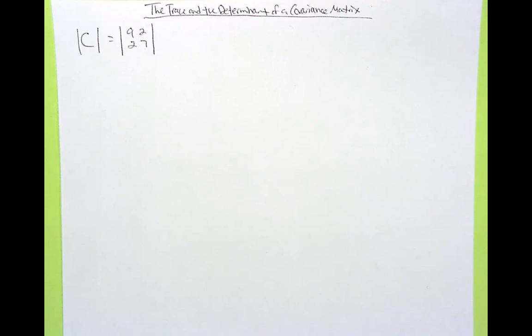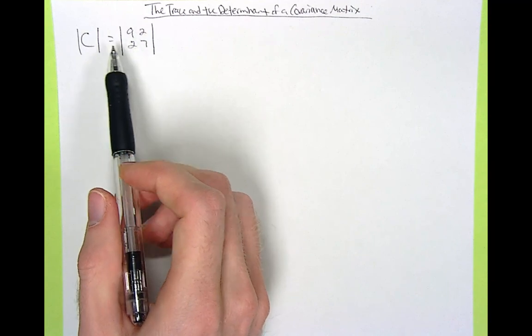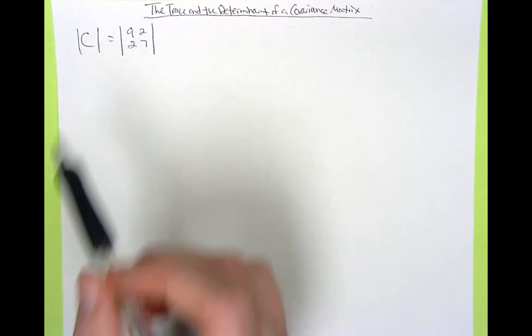Alright, today we're going to consider the determinant of a covariance matrix. And this hopefully will make the meaning of a determinant a little more clear. Say C is a covariance matrix with the values of 9, 2, 2, 7. We're going to find the determinant of C today.